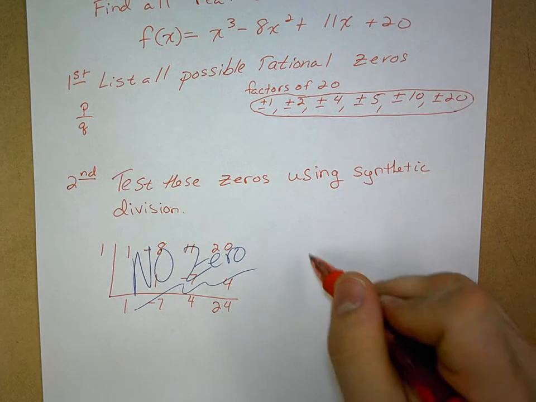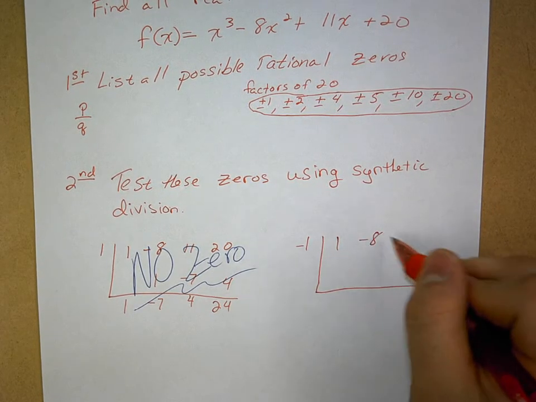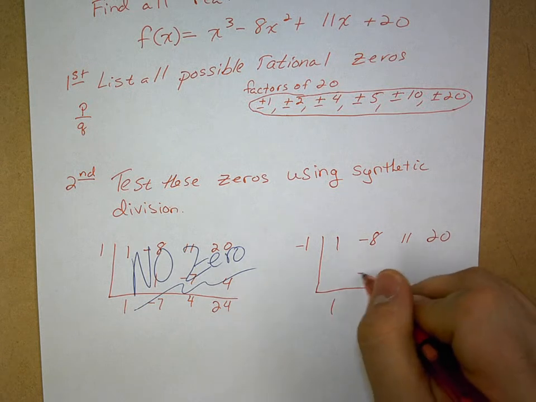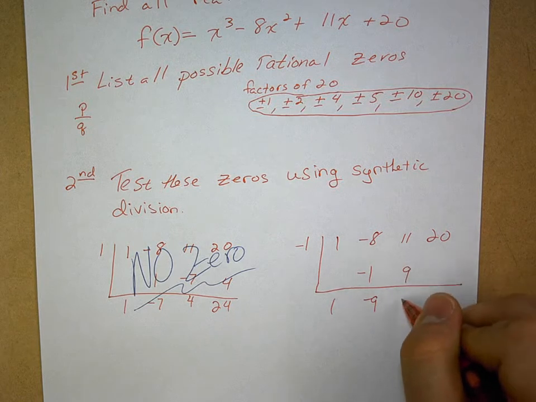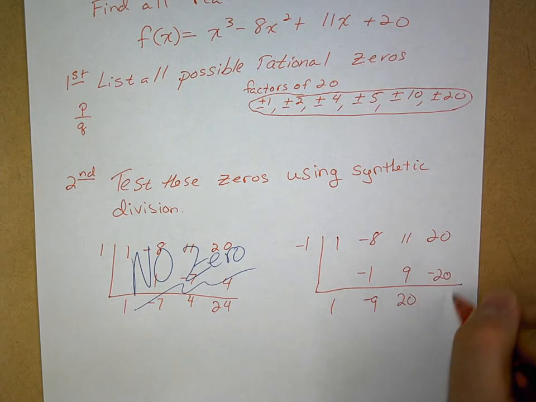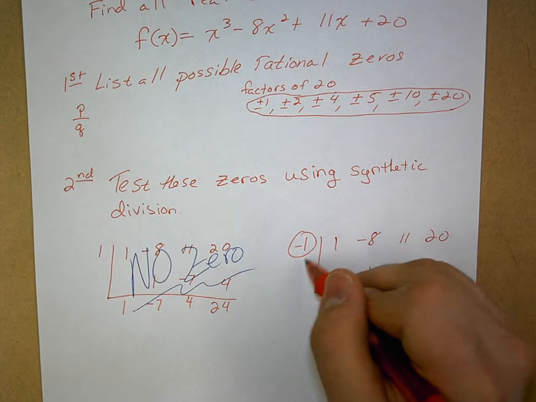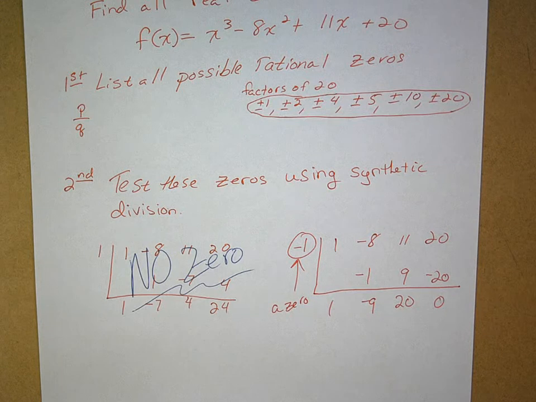Now let's try another one. How about negative 1? Okay, we set that up. 1, negative 8, 11, 20. Drop down the 1. 1 times negative 1 is negative 1. So on and so forth. Aha! Now negative 1 is a zero. So, we know that's a zero.